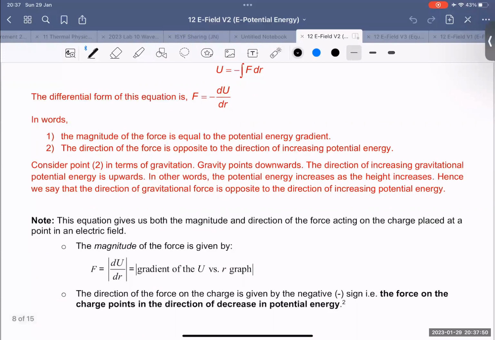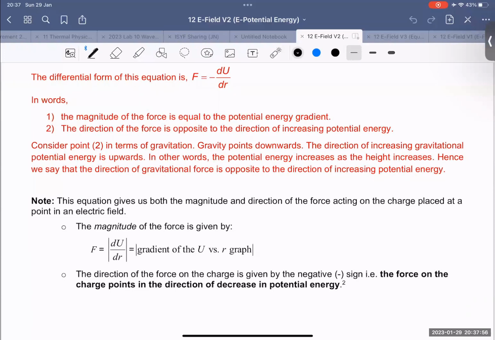Consider point 2 in terms of gravitation. Gravity points downwards. The direction of increasing gravitational potential energy is upwards. In other words, the potential energy increases as the height increases. Hence, we say that the direction of gravitational force is opposite to the direction of increasing potential energy.